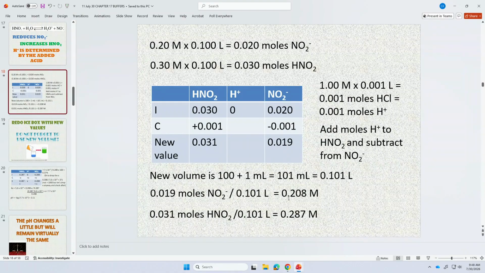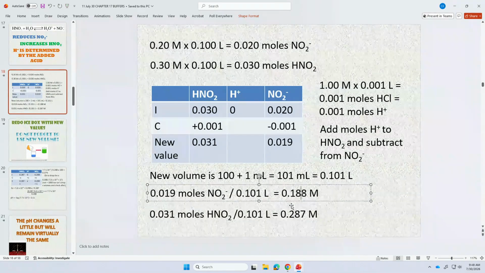But notice, I'm now going to take those number of moles, and I'm going to divide it by the volume, which is no longer 100 milliliters. My volume is now 101 milliliters. So I have to take that into account when I calculate my new molarity. My new molarity here is 0.188. My new molarity there is 0.307.